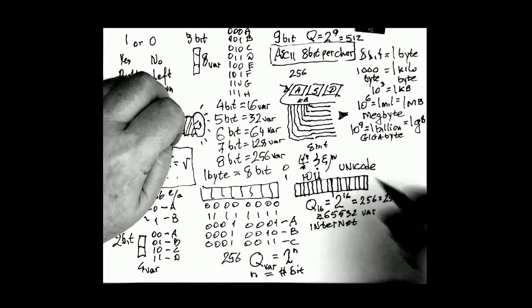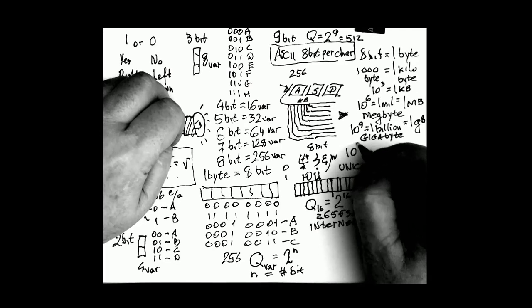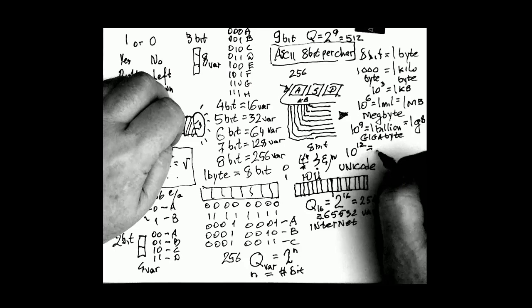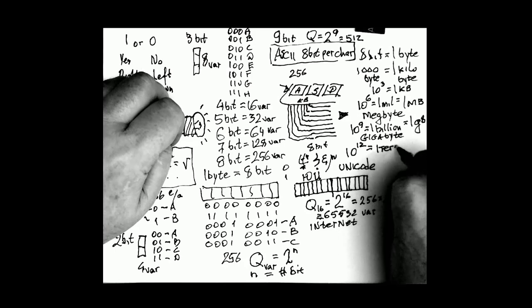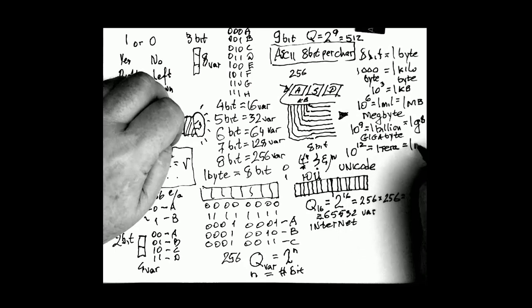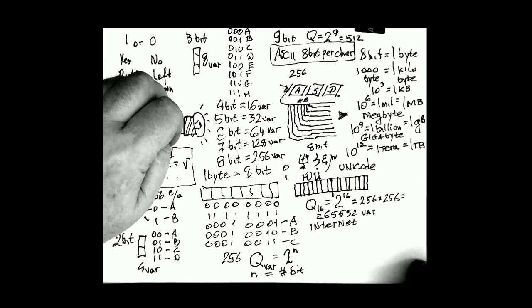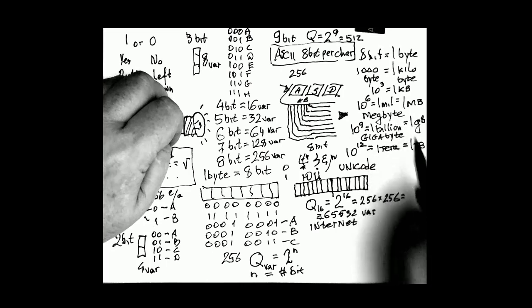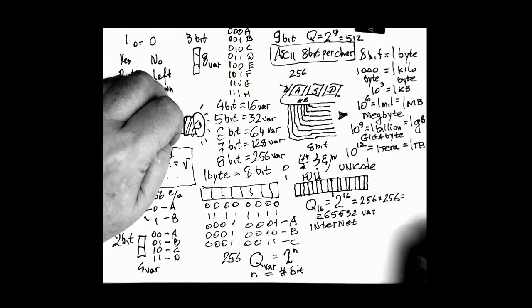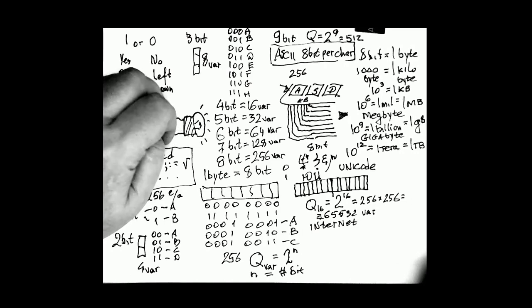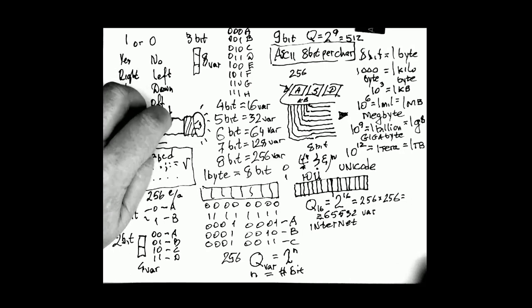And 10 to the power of 12 is 1 terabyte, or 1 TB. Folks, every byte, from kilo, mega, giga, or tera, is responsible for one letter in the alphanumeric code.